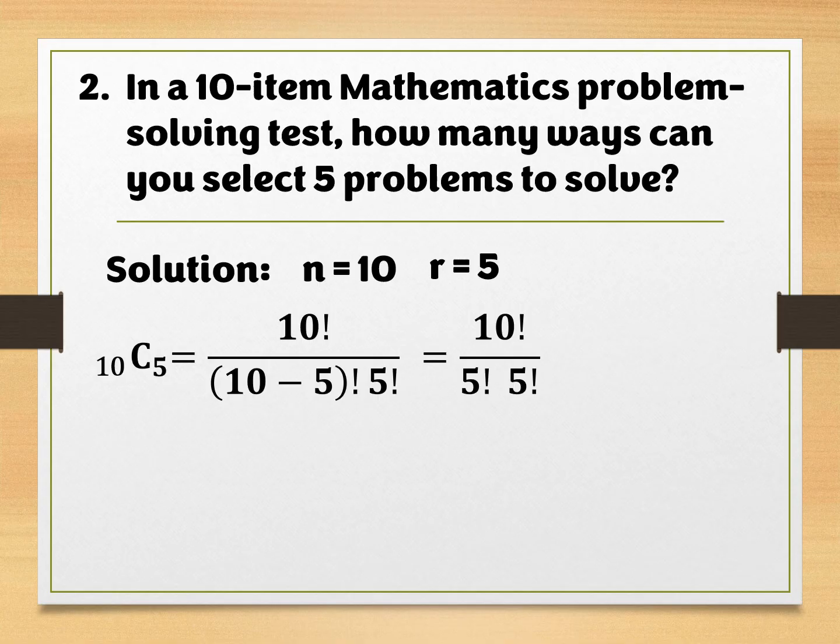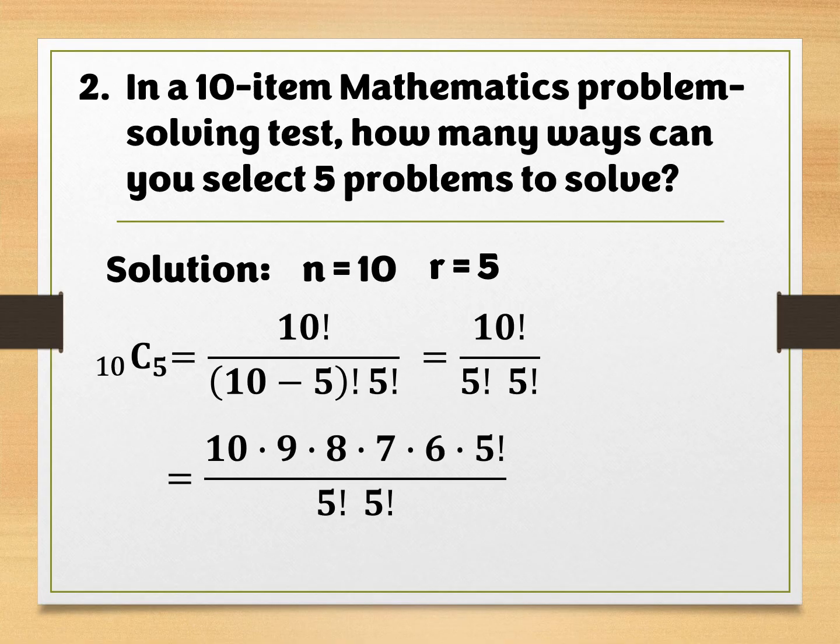And we have 10 factorial all over 5 factorial times 5 factorial. So simplify, we have 10 factorial is equal to 10 times 9 times 8 times 7 times 6 times 5 factorial. And the denominator is 5 factorial times 5 factorial. So we can cancel now 5 factorial. And then we're going to determine the product of 10 times 9 times 8 times 7 times 6 and then divide it by 5 factorial.